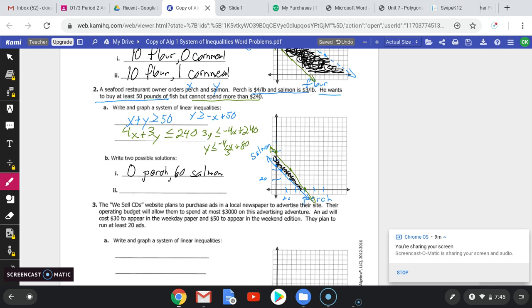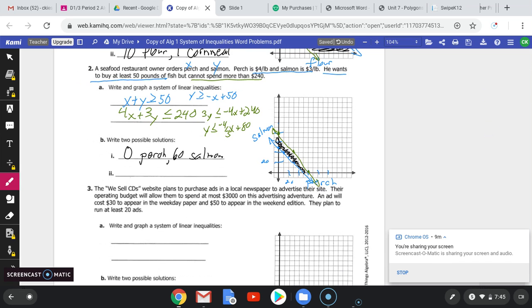I mean, even though we're going by tens, I can pick 25, which would be like right here. Say I did 25 perch, that would be right here. And if I went up, I could pick something in the middle right here. Doesn't have to be exact, but I could say 35. So what if I pick 25 perch and 35 salmon?